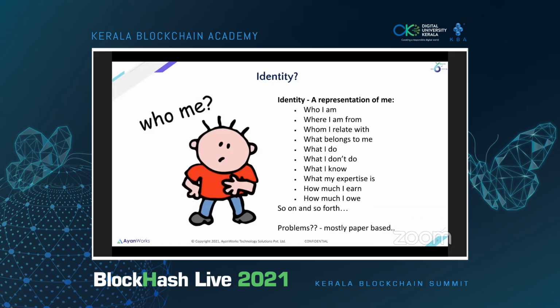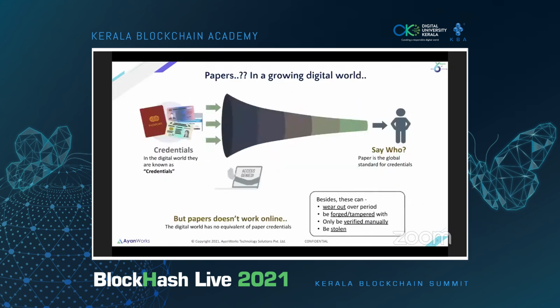So what is the problem with identity today? That it's mostly paper. We divide identity widely into two categories: paper-based or physical identity, and digital identity. Paper-based or physical identity is anything that you can carry with yourself or which is a hard copy, like your Aadhaar card, your PAN card, your college ID card, your organization ID card. Everything is a physical identity. In the digital world, these identity cards are called credentials.